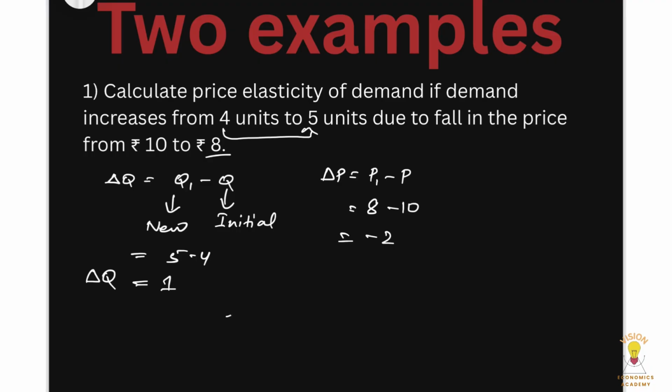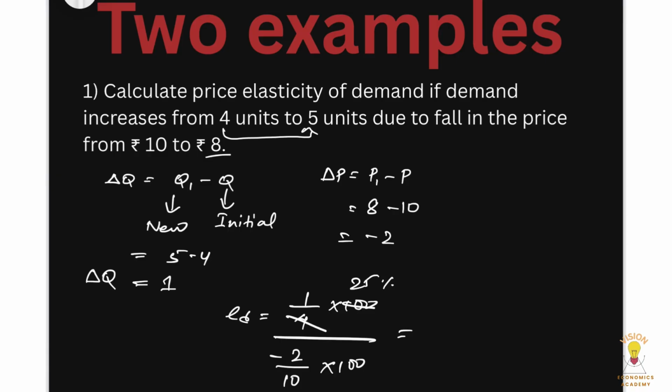Now let us do it from the percentage method only. So 1 by the initial one, which is 4, into 100. In a similar way, minus 2 by 10 into 100. This gives us 25% here and minus 20%. So 25 by 20 will give us 1.25. So elasticity of demand is 1.25.